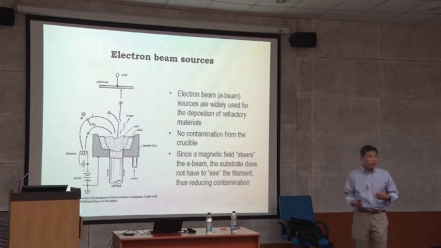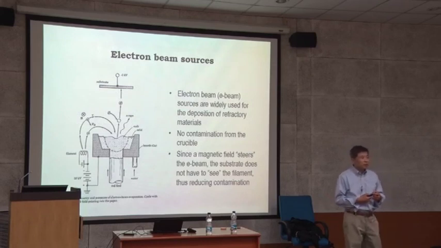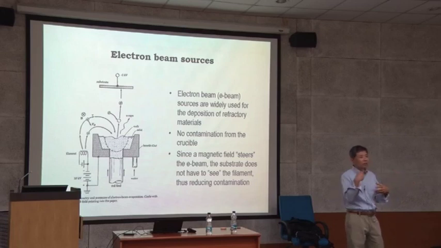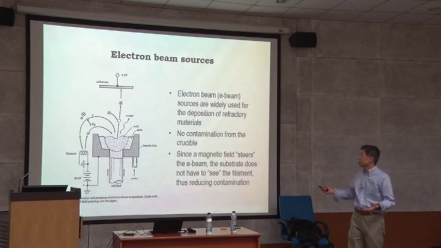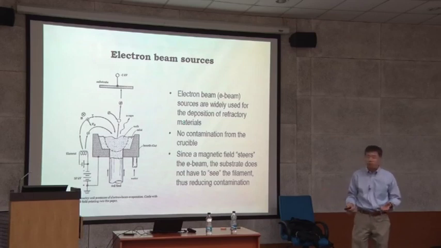Okay? Another source you can use is e-beam evaporation. With the thermal source, you cannot go to higher temperatures because of your tungsten filament; it heats the substrate, it heats the source. In order to overcome this, for example, ceramic materials like sapphire can still be evaporated using e-beam evaporation. Okay?